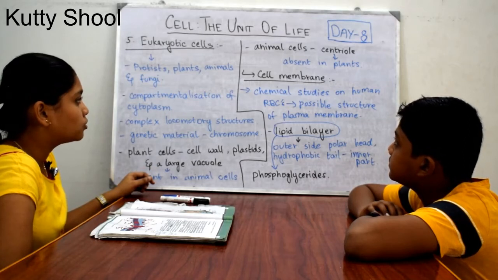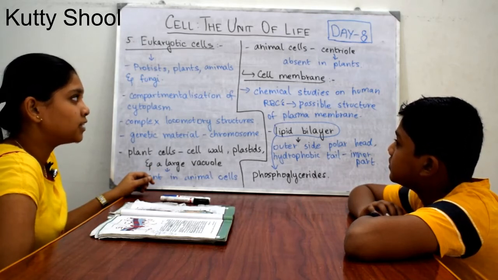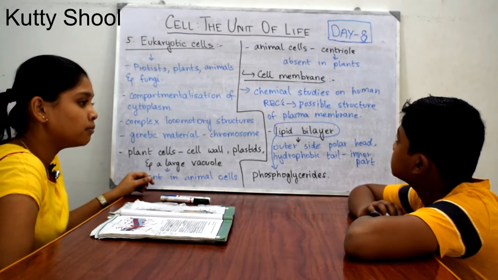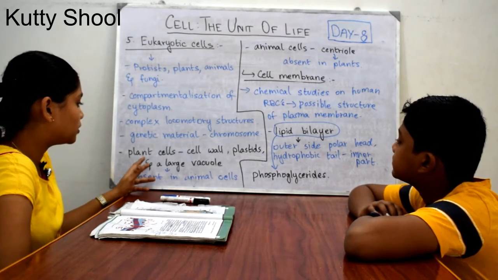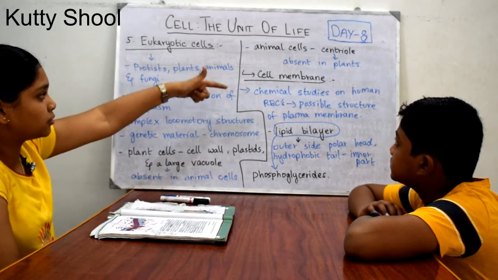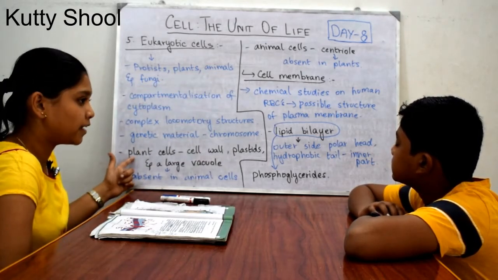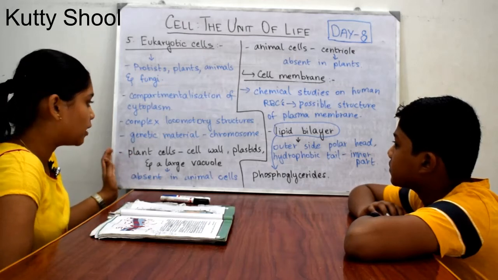In animal cells there are centrioles, which are non-membrane bound. These are absent in plants. So what is present in animals is absent in plants, and what is present in plants is absent in animals. Are you clear?